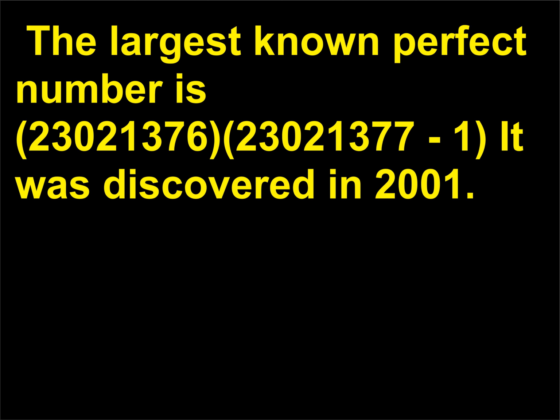The largest known perfect number is 2^13466917 − 1 times 2^13466916. It was discovered in 2001.